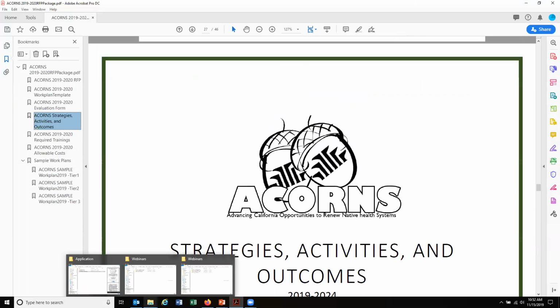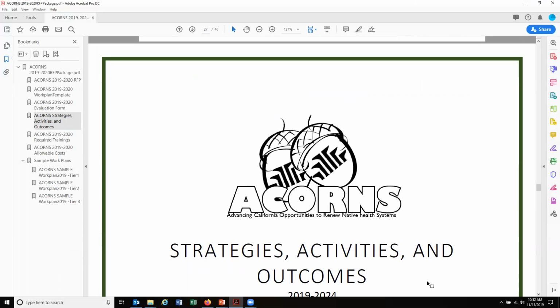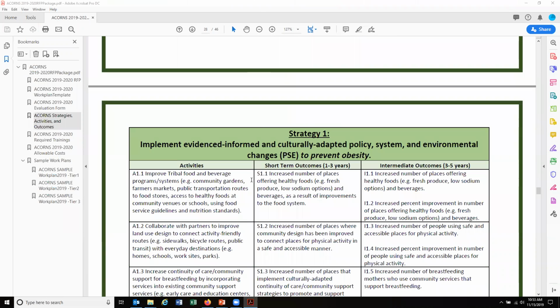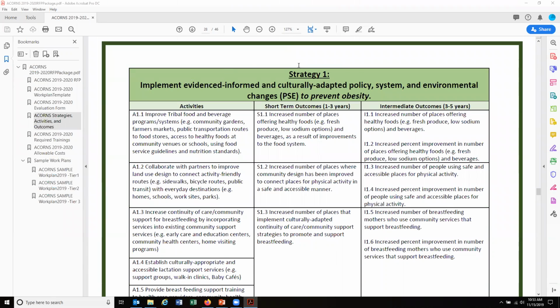So let me open that. Okay, so here we have it. So here on the top section, you have the strategy number 1. Again, hopefully it will start sounding really familiar, but strategy 1 is the one related to preventing obesity. And this first column is the list of activities.